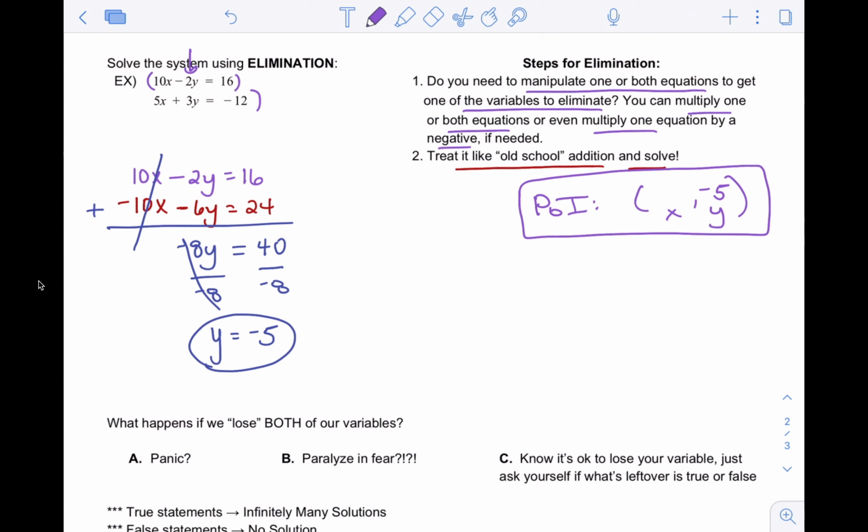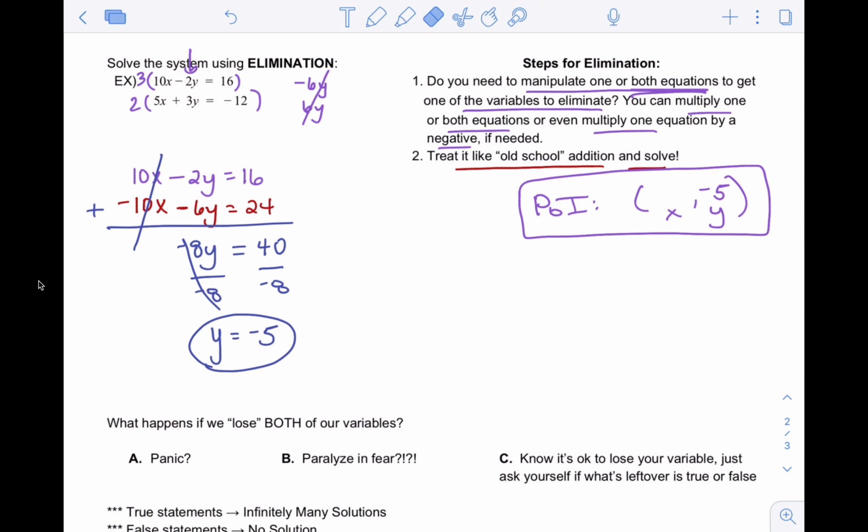The top equation would have to get multiplied by 3 because that would turn the y into -6y. The bottom equation would have to get multiplied by +2 because then you'd have +6y and boom, they'd eliminate. So this is what I mean by sometimes you have to multiply both equations by whatever it takes to get a variable to have the same number but different signs so they zero out, so they eliminate.